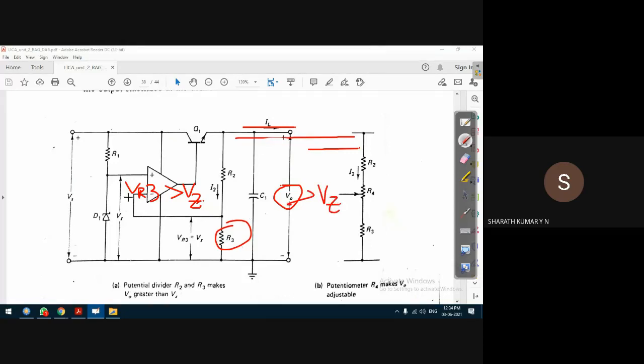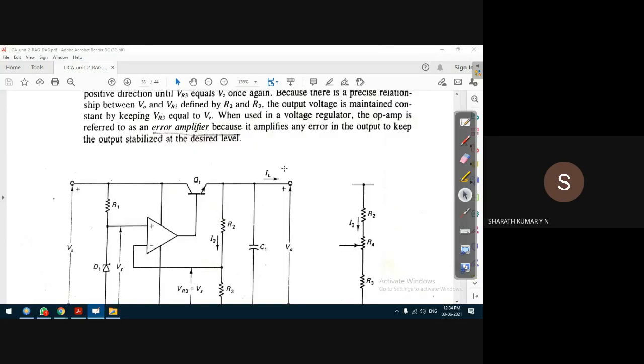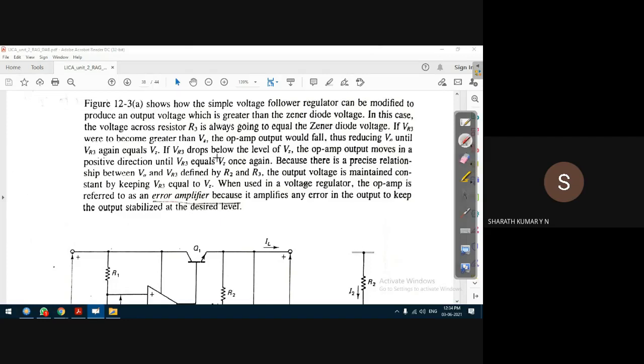Even if VR3 increases too much, it makes sure that it will decrease, and it balances the voltage at the inverting input terminal. That's how it is. The op-amp can do this, and that's the really good thing about an op-amp, because it has a differential input, which is not possible in a normal BJT transistor. A BJT does not have a differential input, whereas an op-amp has a differential input.